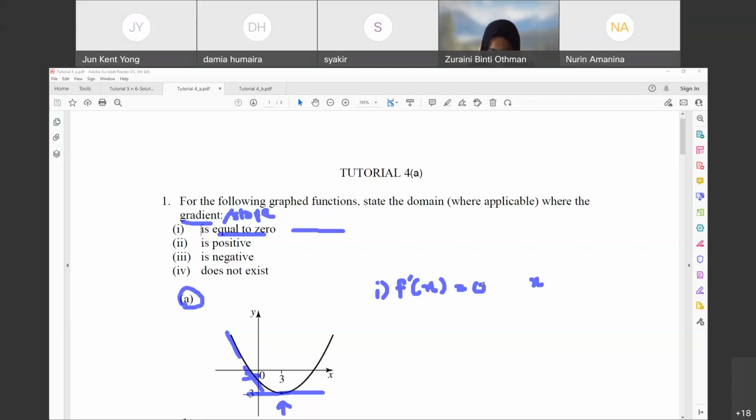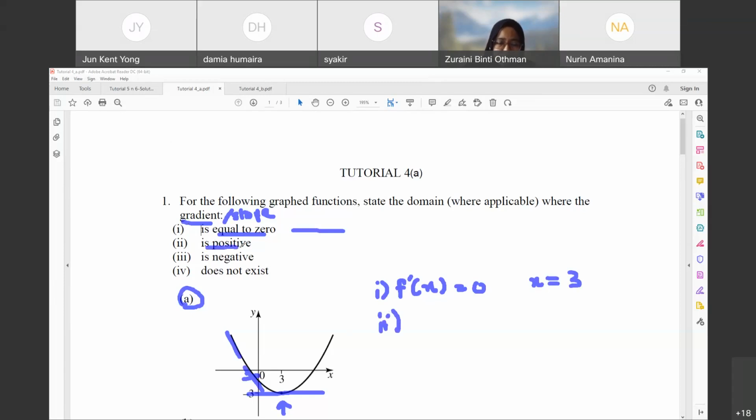Berapa tu? The answer from you? 3. Okay, so betul? 3. X sama juga dengan 3. And number 2.